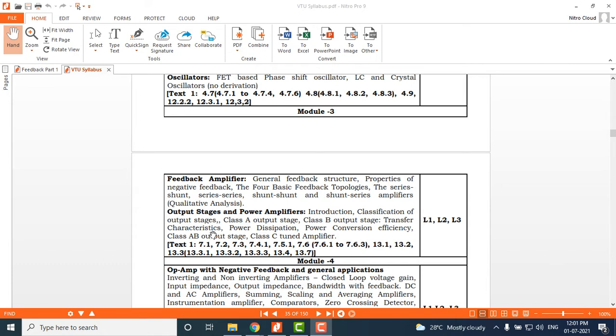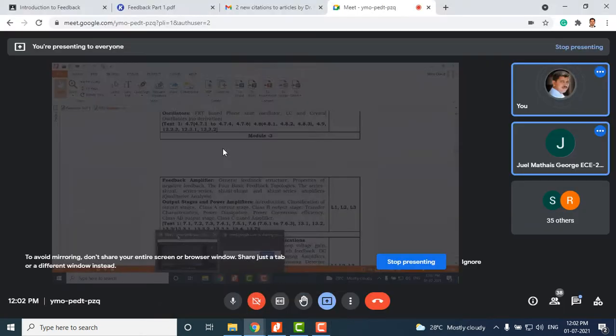There are two chapters in this module 3. One is feedback amplifiers, the other is output stages and power amplifiers. This chapter is also going to be very easy for students to score full marks in the main examination. With that brief information, let me move on to the slides.